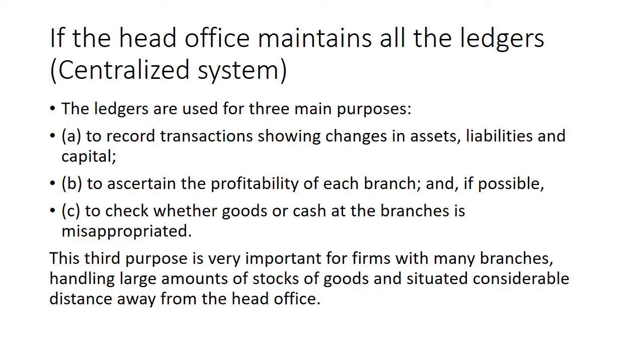If the head office maintains all the ledgers, that is a centralized system. The ledgers are used for three main purposes. One is to record transactions showing changes in assets, liabilities, and the capital. Two is to ascertain the profitability of each branch if possible. And number 3 is to check whether goods or cash at a branch is misappropriated. The third purpose is very important for a firm with many branches handling a large amount of stock of goods, and if possible, situated a distance away from the head office.